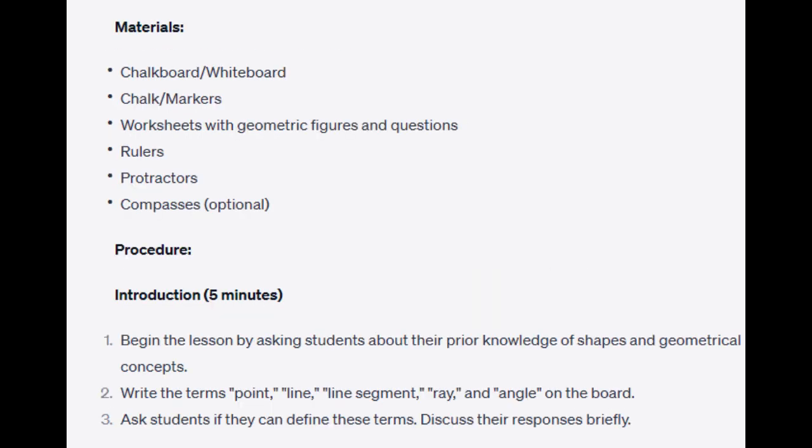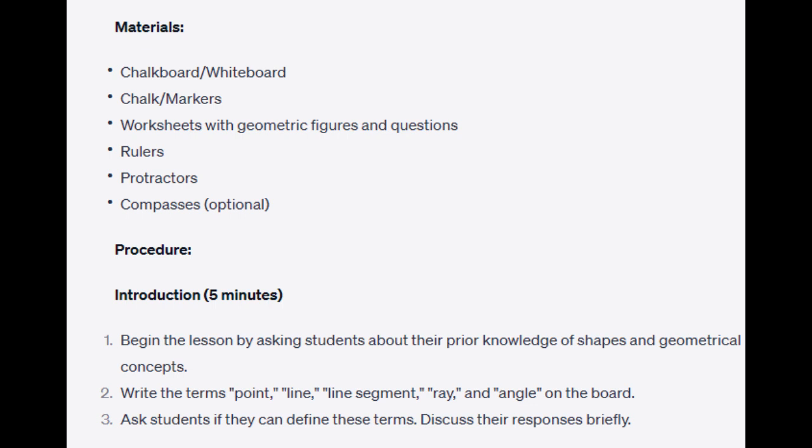Materials: chalkboard, whiteboard, chalk markers, worksheets with geometric figures and questions, rulers, protractors, compasses, optional. Procedure. Introduction, 5 minutes. Begin the lesson by asking students about their prior knowledge of shapes and geometrical concepts.